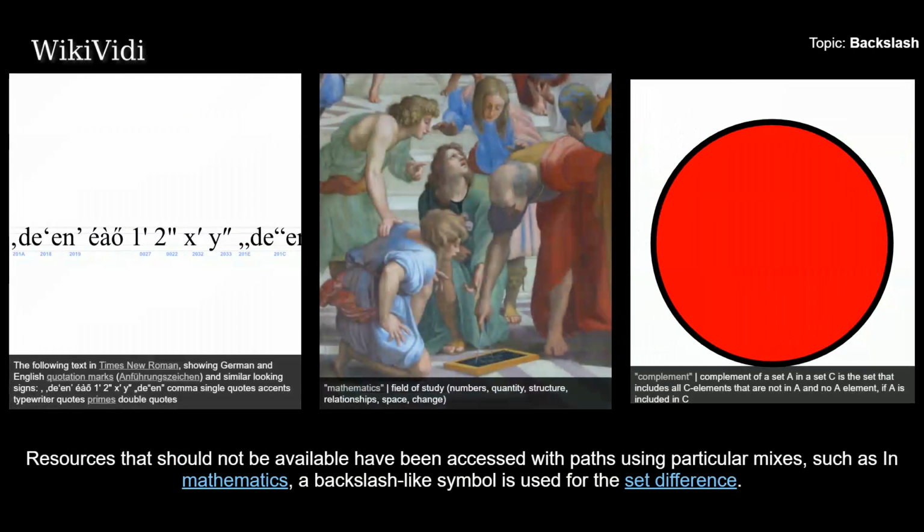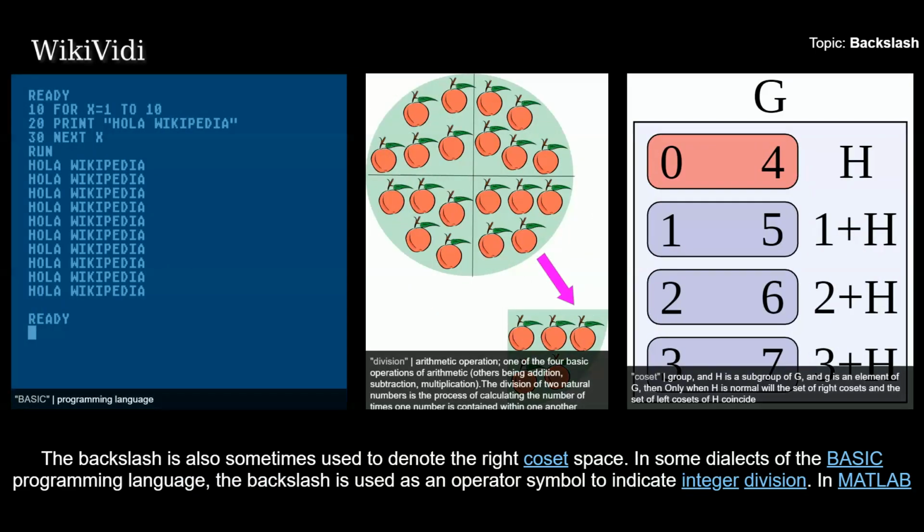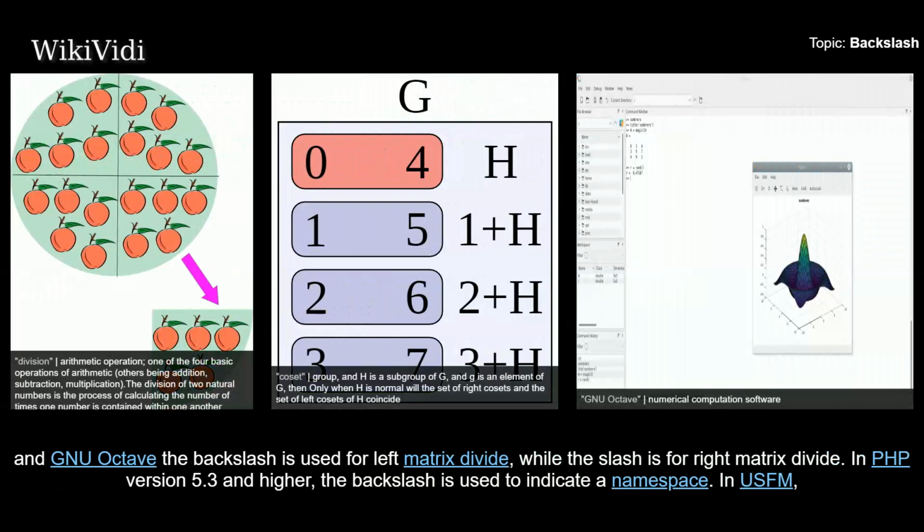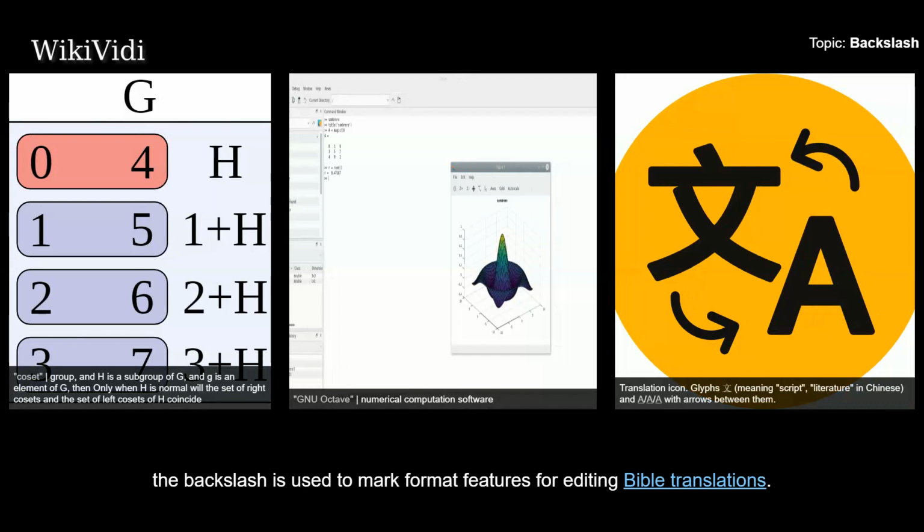Resources that should not be available have been accessed with paths using particular mixes. In mathematics, a backslash-like symbol is used for the set difference. The backslash is also sometimes used to denote the right coset space. In some dialects of the BASIC programming language, the backslash is used as an operator symbol to indicate integer division. In MATLAB and GNU Octave, the backslash is used for left matrix divide, while the slash is for right matrix divide. In PHP version 5.3 and higher, the backslash is used to indicate a namespace. In USFM, the backslash is used to mark format features for editing Bible translations.